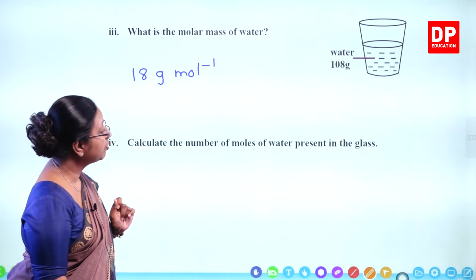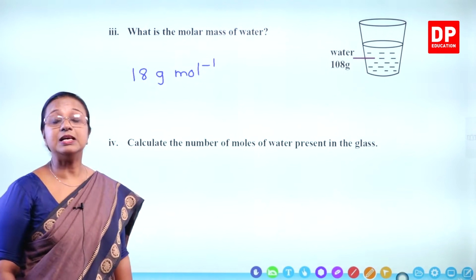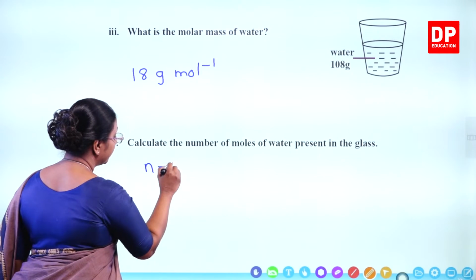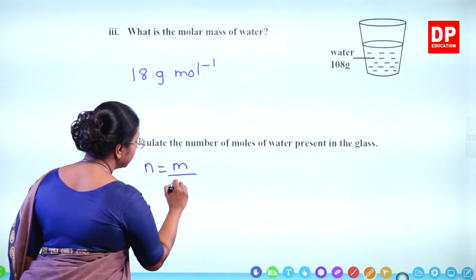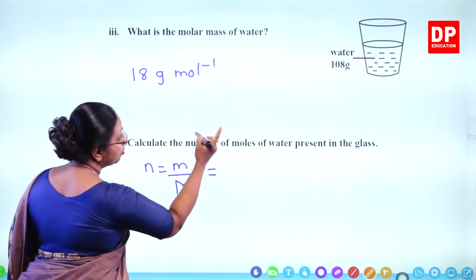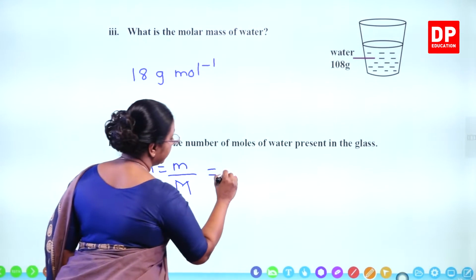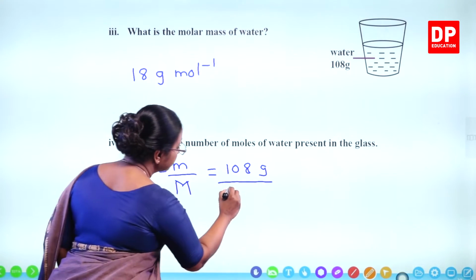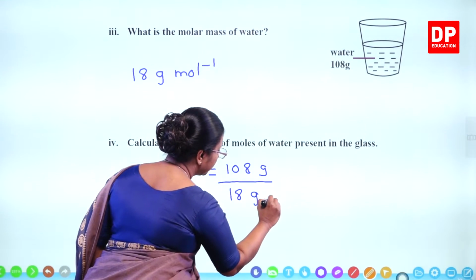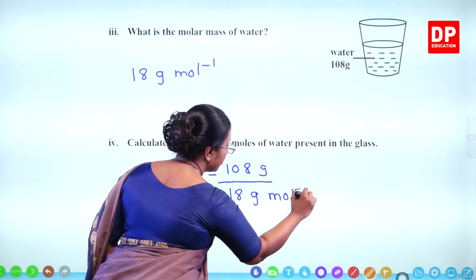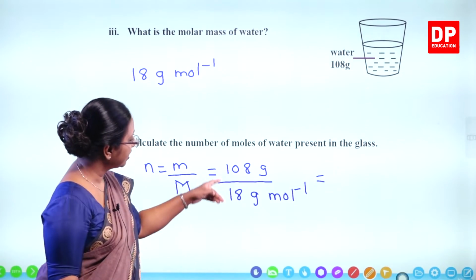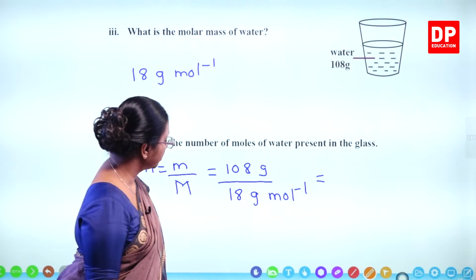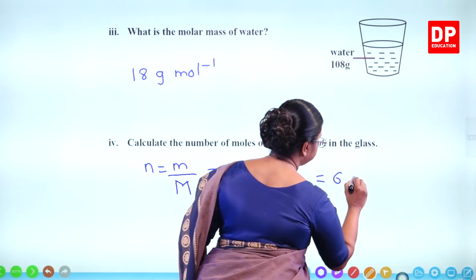Calculate the number of moles of water present in the glass. What is the equation for moles? n equals mass over molar mass. So what is the mass of water? It's 108 grams. What is the molar mass? 18 grams per mole. So when you calculate, what will be the value? It will be equal to 6 moles.